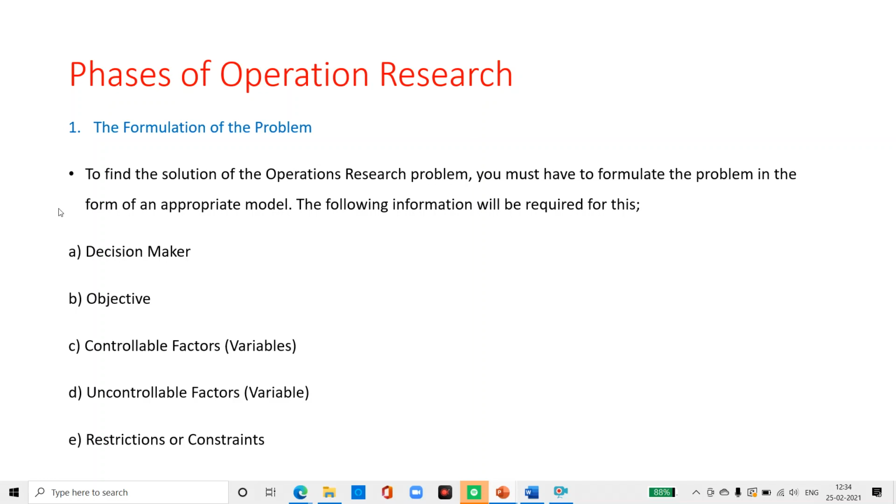To find the solution of an operational research problem, we must formulate the problem in the form of an appropriate model. For solving the problem, we require a model. So these are the different requirements or information for solving the problem. First, we require the decision maker, then the objective, controllable factors, that is, some variables, and uncontrollable factors, also variables, and then restrictions or constraints. So we are applying some conditions for that particular problem, then we get the final result.